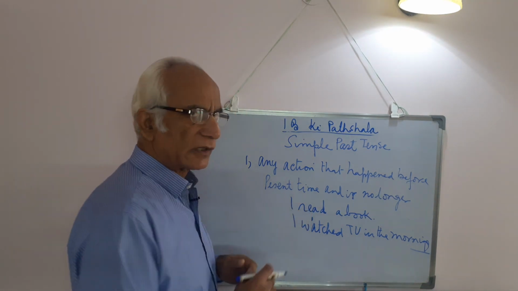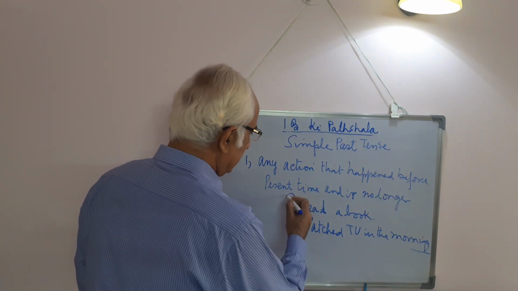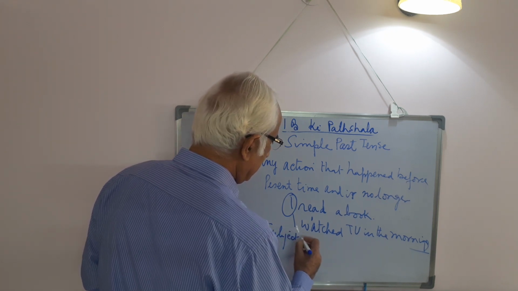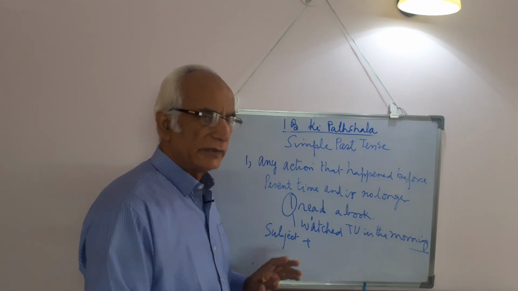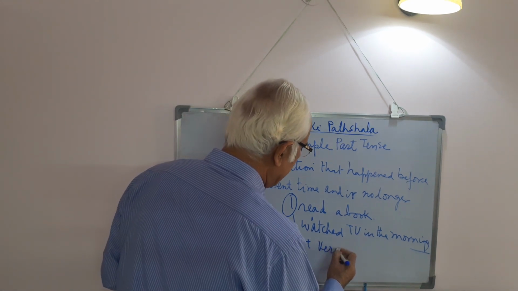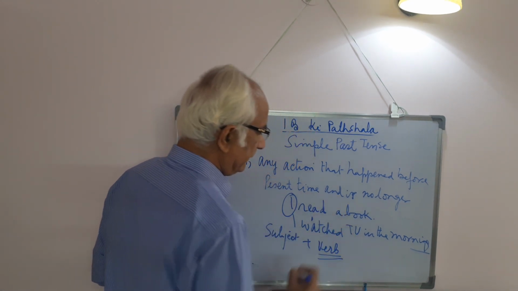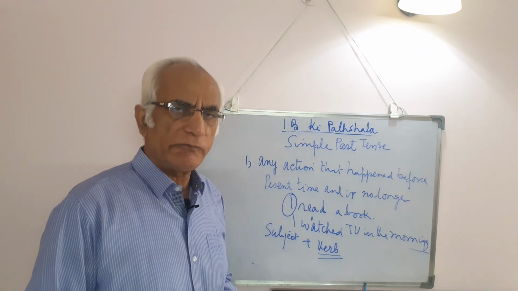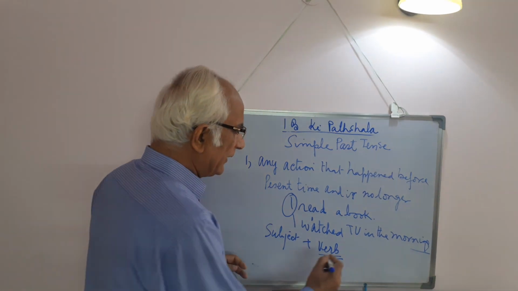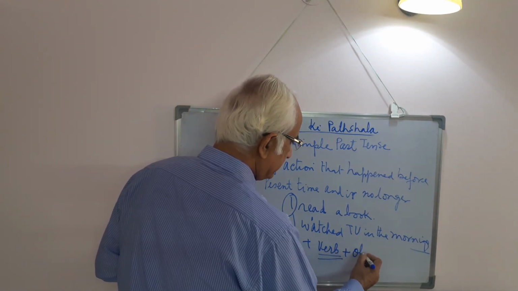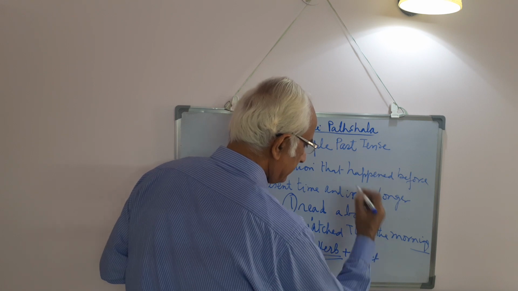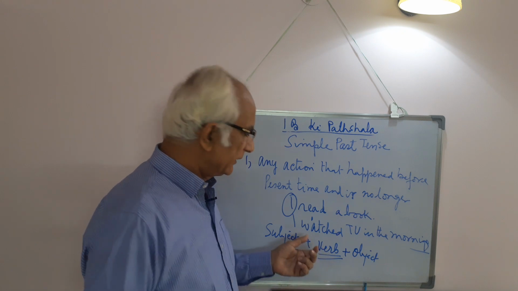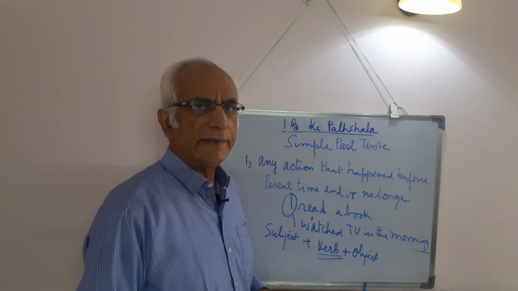Now let us see the structure of the sentence. Subject and then verb. Verb will be in the past tense. This is important. The form of the verb will be in the past tense. Plus object. Subject plus verb. There will be no helping verb in this sentence.